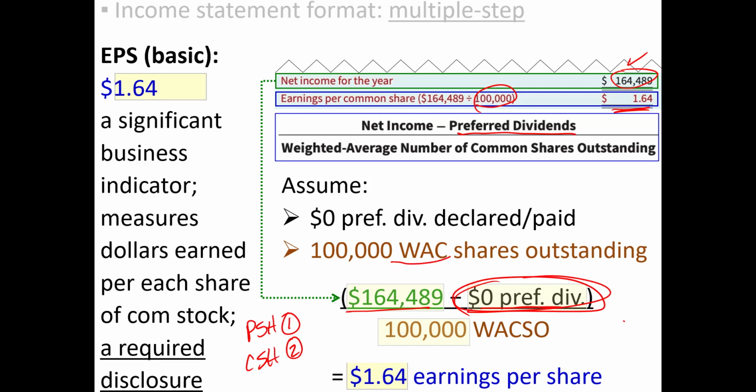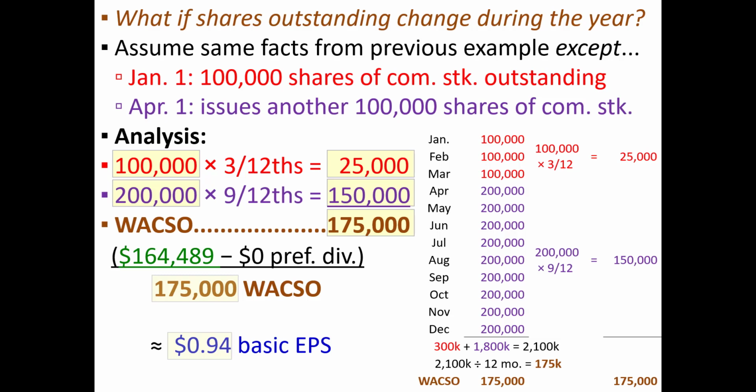What about this WAC, shares outstanding? What is that all about? Weighted average shares outstanding represents roughly the average number of shares that have existed since the beginning of the year. So when you look at a company that, say, at the beginning of the year, January 1st, had 100,000 shares outstanding, okay, that means it printed and gave to outside investors 100,000 pieces of paper.